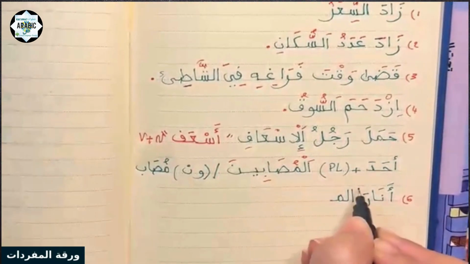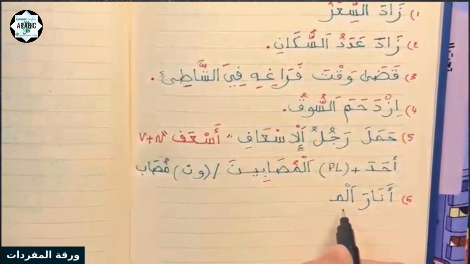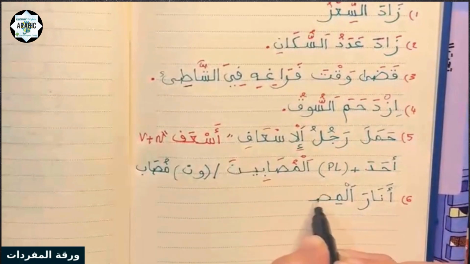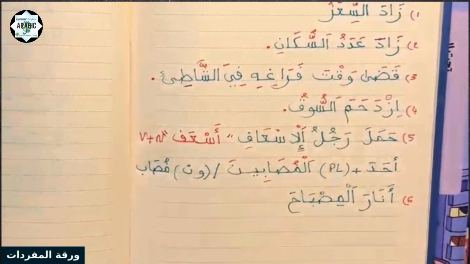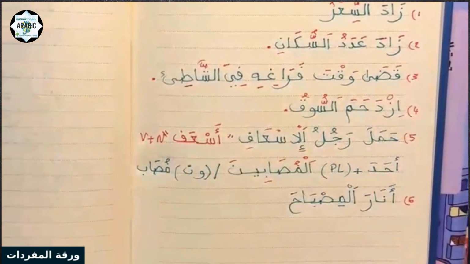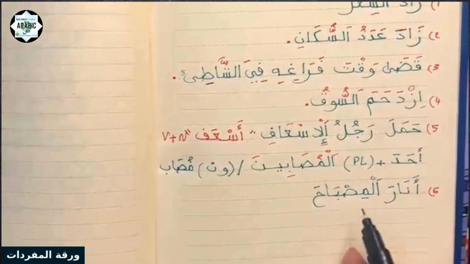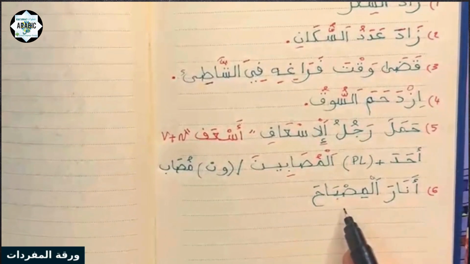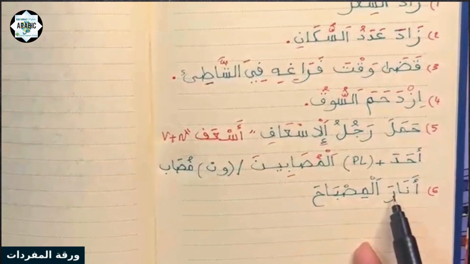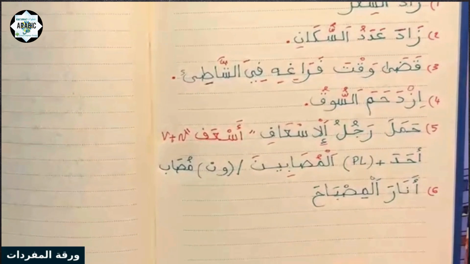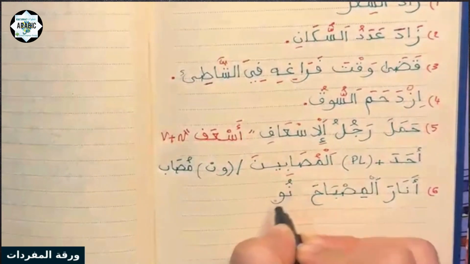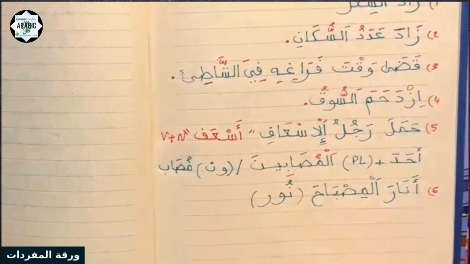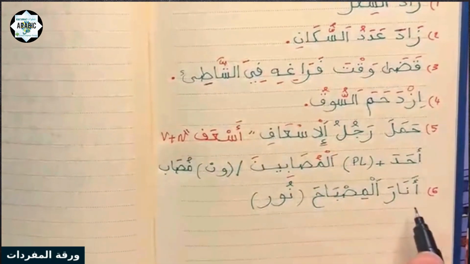أنار المصباح. He lit up the what? المصباح, the lamp. أنار ماذا? And it comes from nur, light. And I put nur as light. أنار is the verb.